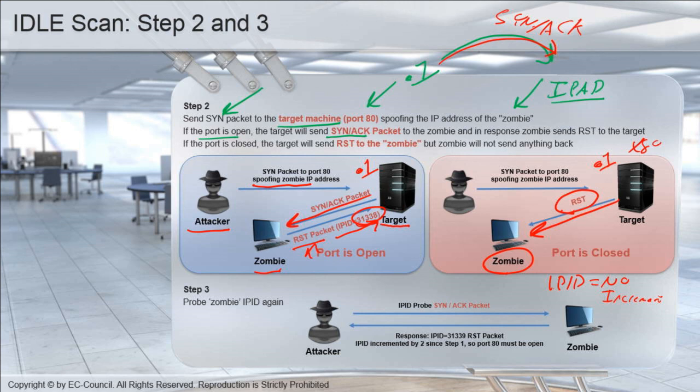And then what we do as a third step is we probe the zombie again. I send a SYN to that iPad to the same port number, and I see how many numbers the IP ID went up. If it comes back as 31339, it incremented by 2, so port 80 must be open. If it came back as 31338, it must be closed.